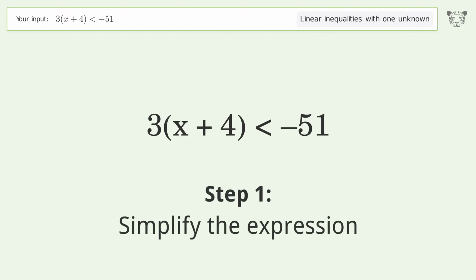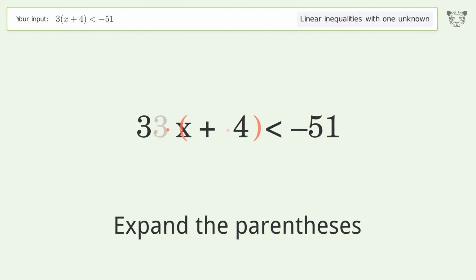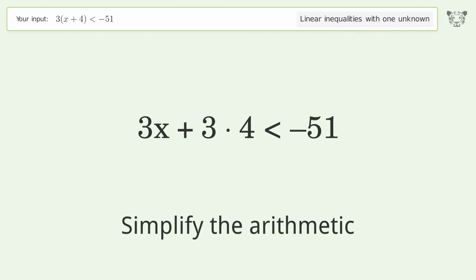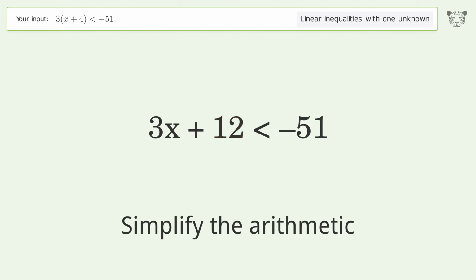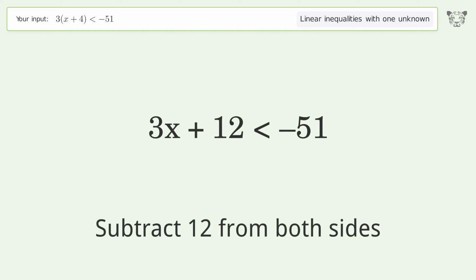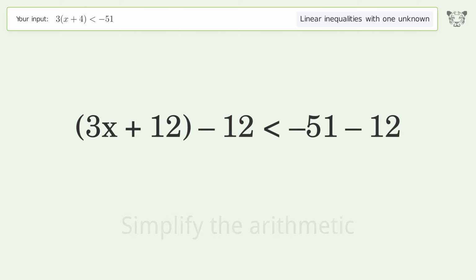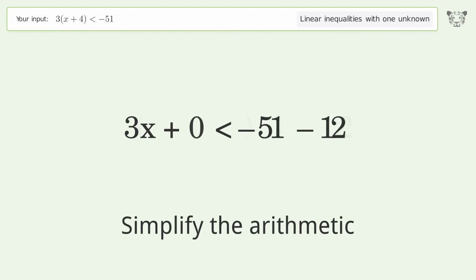Simplify the expression. Expand the parentheses. Simplify the arithmetic. Group all constants on the right side of the inequality. Subtract 12 from both sides. Simplify the arithmetic.